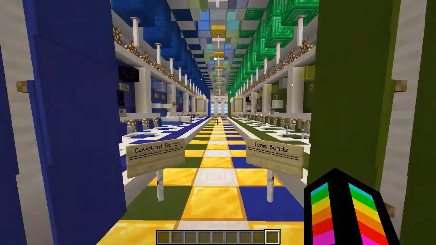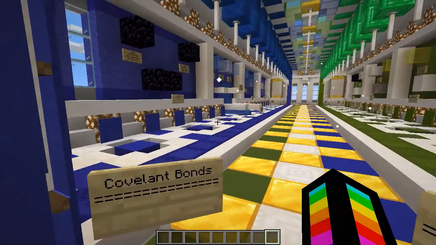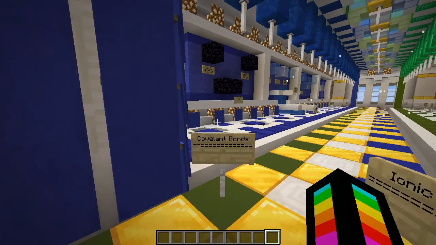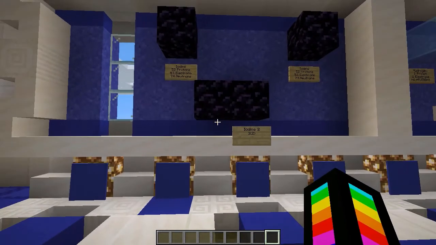This is my ionic bond gallery. This is my covalent bond gallery. Here we have 2 iodine atoms. Iodine has 53 protons, 53 electrons.